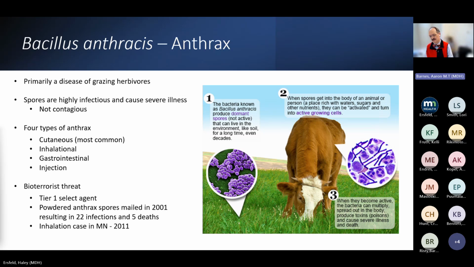This is mostly a disease of grazing herbivores, so cows, sheep, goats, things like that. It survives in the soil extremely well. Spores have been documented out to 99 years, and that's without any rehydration. So pretty much if an infected animal has ever grazed on that part of the soil, you're going to end up with it in the dirt. That's just going to happen.